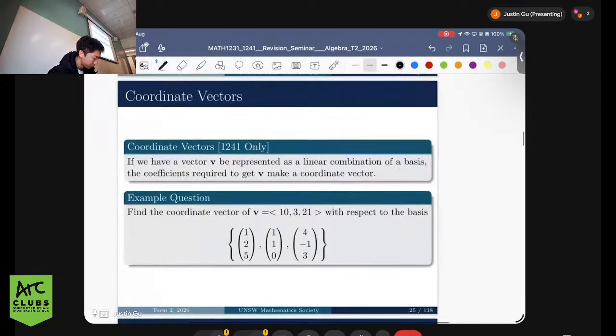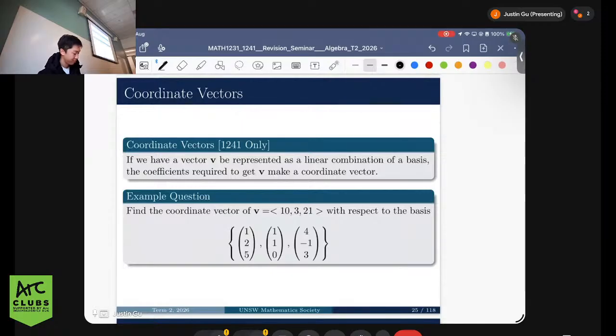Okay, coordinate vectors. This is 1 to 4 only. It's really just what we did before, except it's solving for the coefficients again and then putting them into a vector. I'll give you guys 1 minute to have a go at this question.